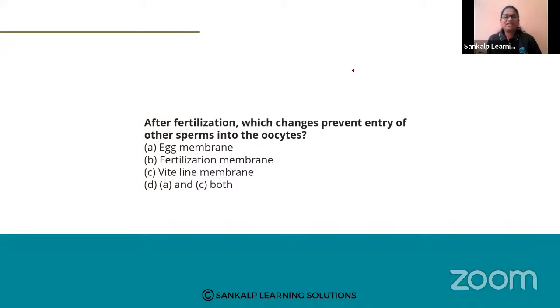Option B, fertilization membrane, is the right answer. It is the zona pellucida. It becomes harder. When one sperm enters the oocyte, the zona pellucida layer becomes hard, so that other sperms will not enter the oocyte. So the right answer here is fertilization membrane.